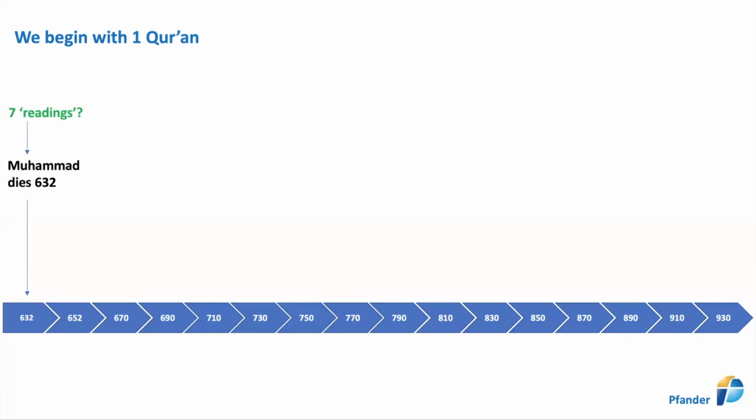Because of the Quraishi, that's seven readings. So seven different dialects, seven different readings that we have there in 632. So from one, we now go up to seven. Are you following that? So now we go to seven Qur'ans, seven different Qur'ans with seven different readings, according to the traditions and, of course, Yasir Qadhi.